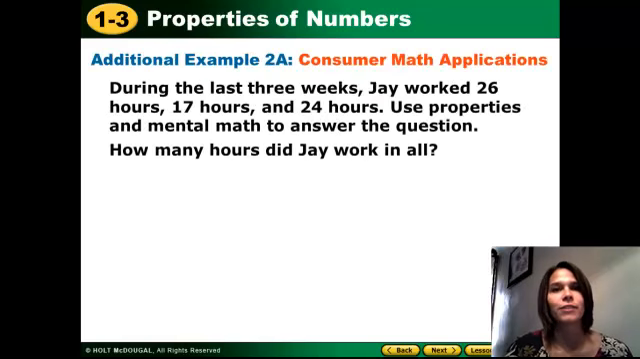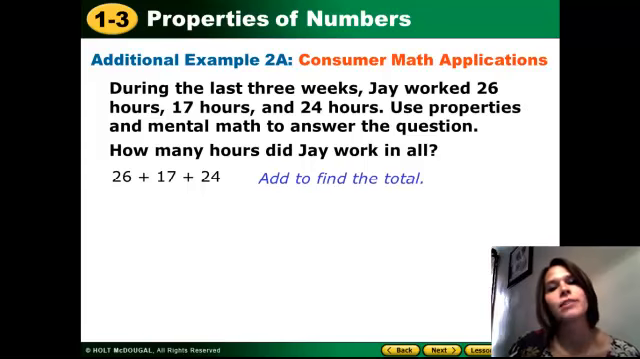Let's see where we might use this in the real world. Remember, we're all consumers. We all purchase things. During the last 3 weeks, Jay worked 26 hours, 17 hours, and 24 hours. Use properties and mental math to answer the question. How many hours did Jay work in all? I know this day and age in technology, you might not all use mental math, but this is how Mrs. Noble uses some of these tricks that we will work on this year.